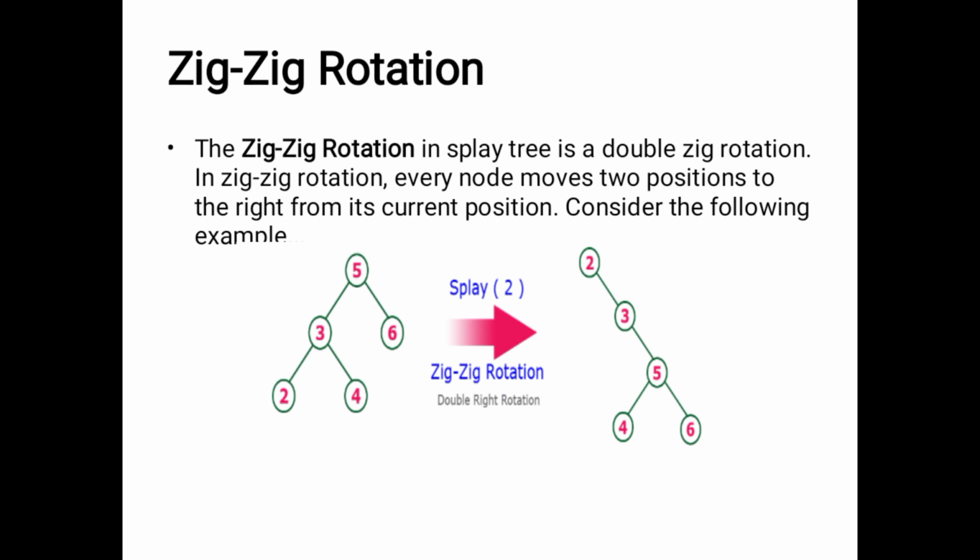Here, zig-zig rotation in a splay tree is a double zig rotation. In zig-zig rotation, every node moves two positions to the right from its current position. So we take the rotation. Here we take 2, and the parents 3 and 5. Here is the left side. So we do the zig-zig rotation, which means double zig rotations. First we move 3. 3 is the parent, and on its right side we connect 5.